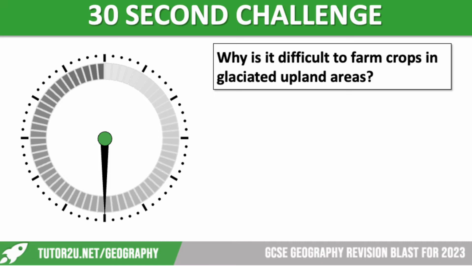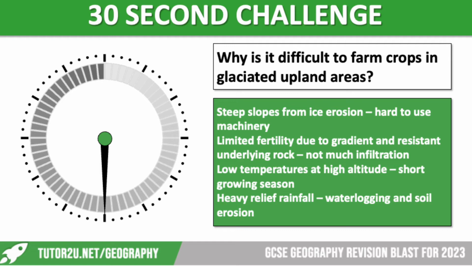So, why is it difficult to farm crops in glaciated upland areas? Well, firstly, you've got steep slopes from ice erosion, so it's really difficult to use machinery. You've got limited fertility due to gradient and resistant underlying rock. There's not much infiltration, so for example, slate is impermeable there. You've got low temperatures at high altitude, so therefore you've got a short growing season. And you've also got heavy relief rainfall, so waterlogging and soil erosion is really common.